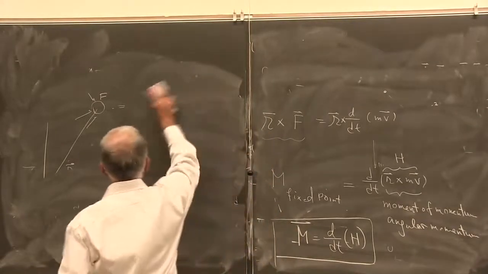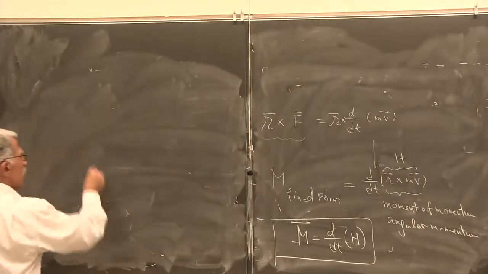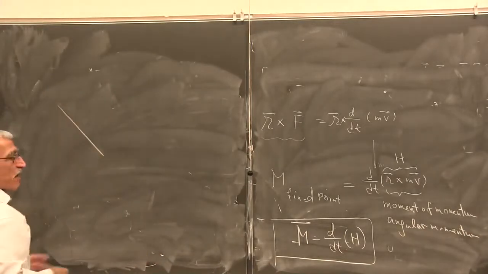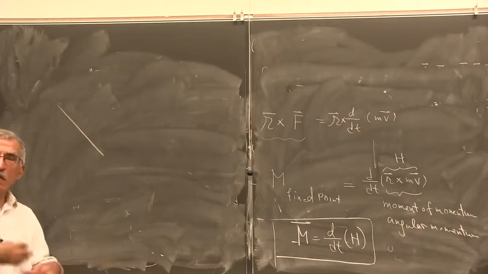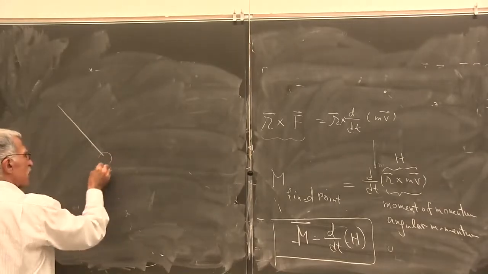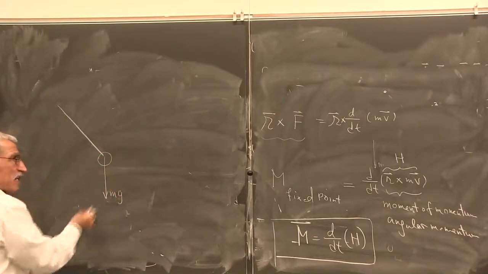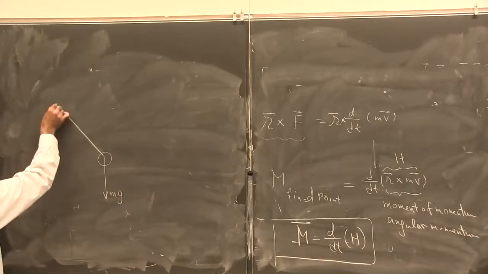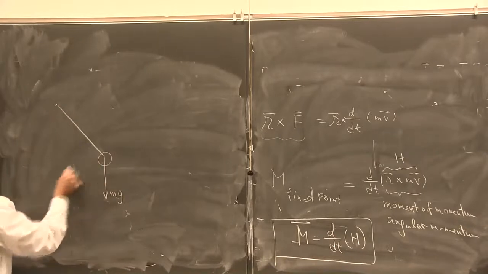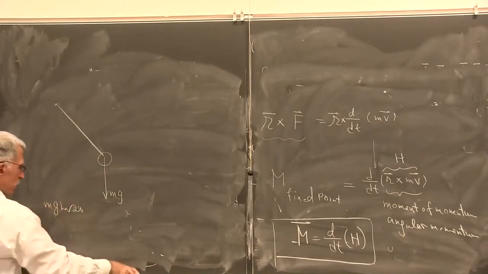So for the pendulum that we just discussed, we may want to use this concept. The moment of all forces with respect to a fixed point is equal to the change of momentum. So we can say, OK, this is my particle, mg. The moment of all external forces with respect to here is mg times L sine theta.